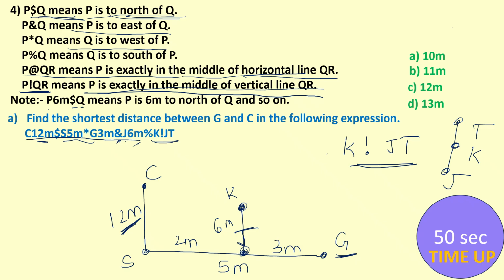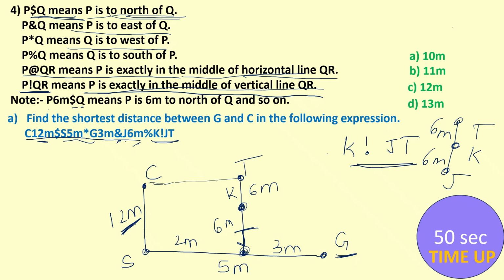Now T should be exactly in the middle. So distance should be same. So this will be also here and this is T. Okay, so this should be also 6 meter. Then only you can say that distance between K and T, K and G is same because K is placed exactly in the middle of J and T. So this will be 6 meter. So this will be also 6 meter. Okay.